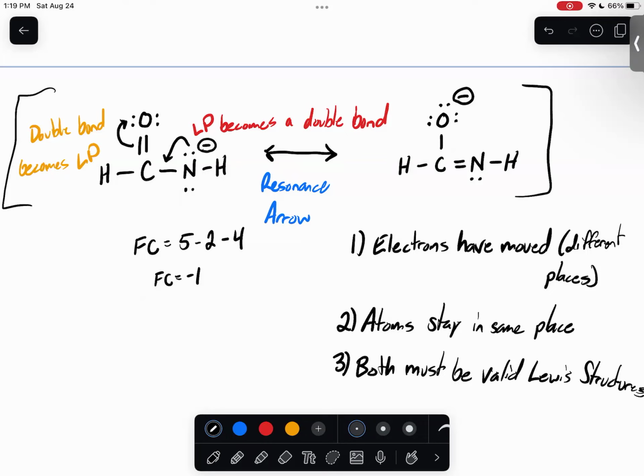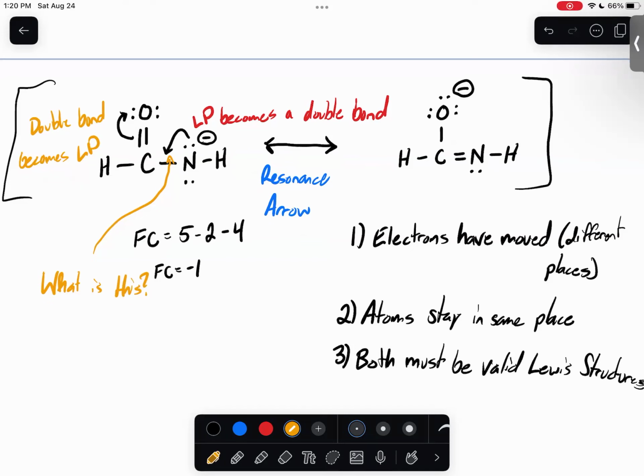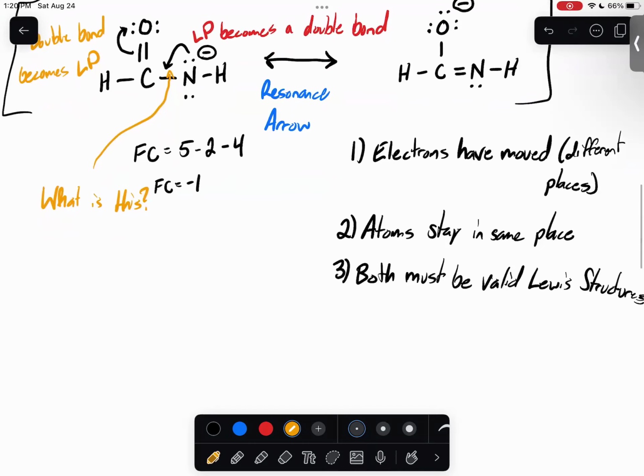So this is resonance. And there's a couple other things that we need to point out here. And the first one is what the heck are these arrows? So we have to ask ourselves, what is this and what does it mean? So essentially, what I wrote in the red and orange up there are what these mean. The first one means the lone pair becomes a double bond. The second one means a double bond becomes a lone pair. But what this arrow is overall is these are what we call curved arrows.